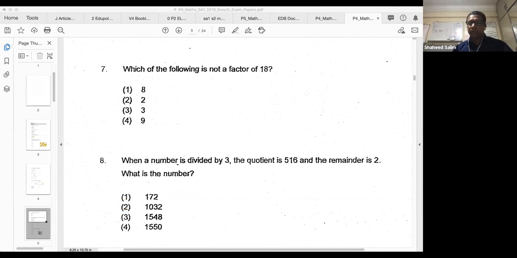Then you do the next one also. Next one, I will help you with this question. I will draw the thing. If you know how to do it, alhamdulillah, very good. When a number, we do not know what the number is, is divided by 3, the quotient is 516. Quotient is the number on top here. And the remainder is 2. What is this number? That is the question for number 8.